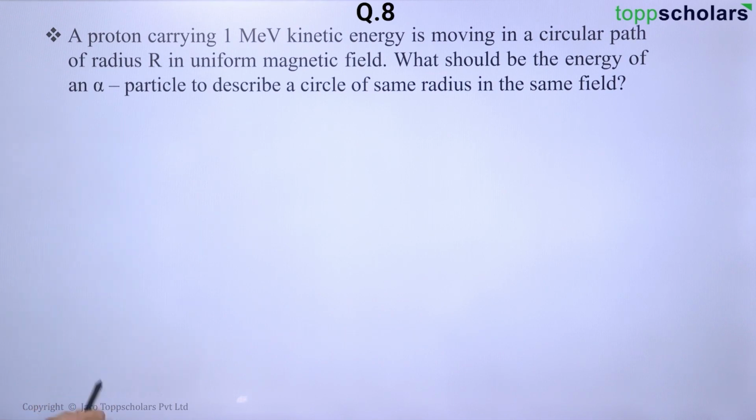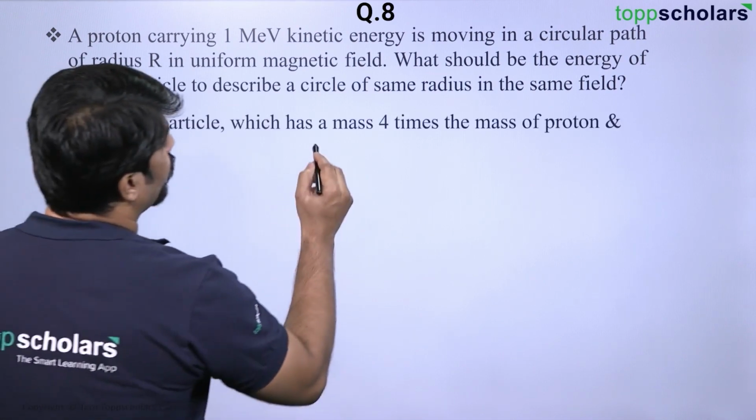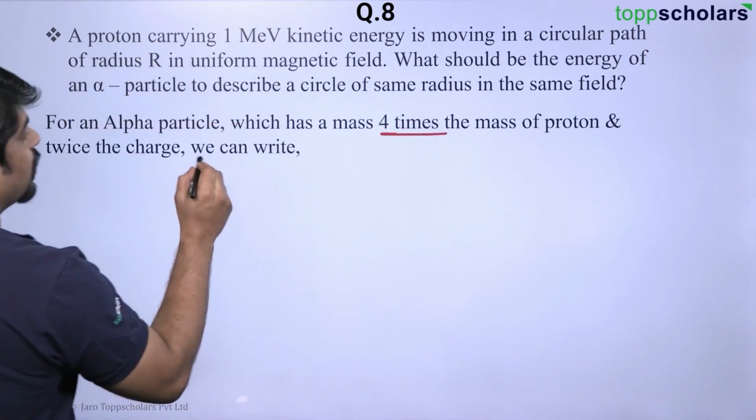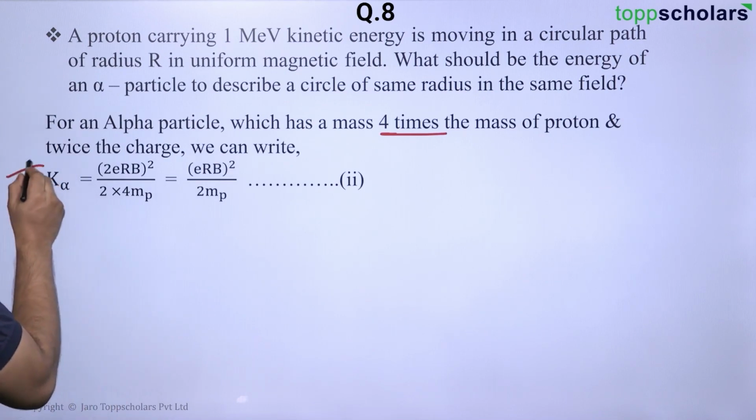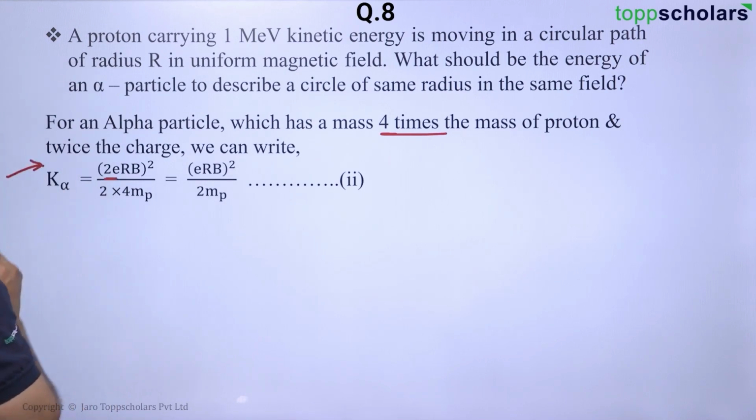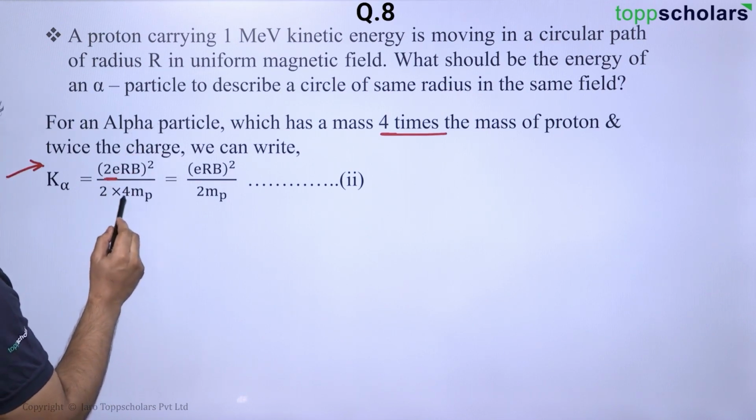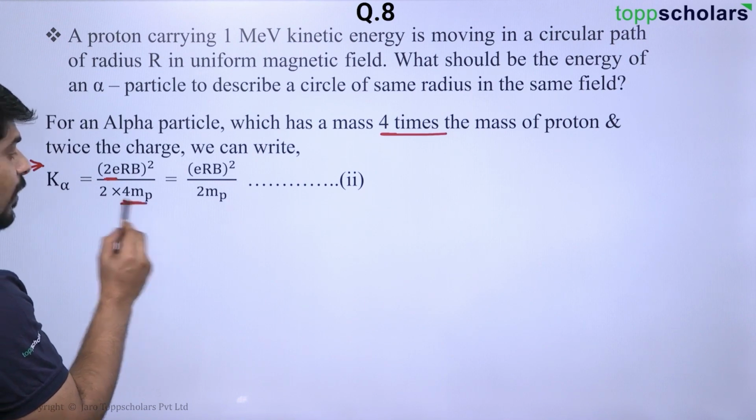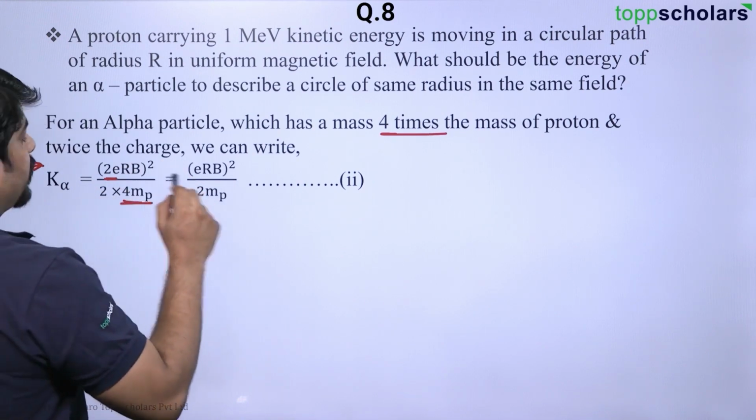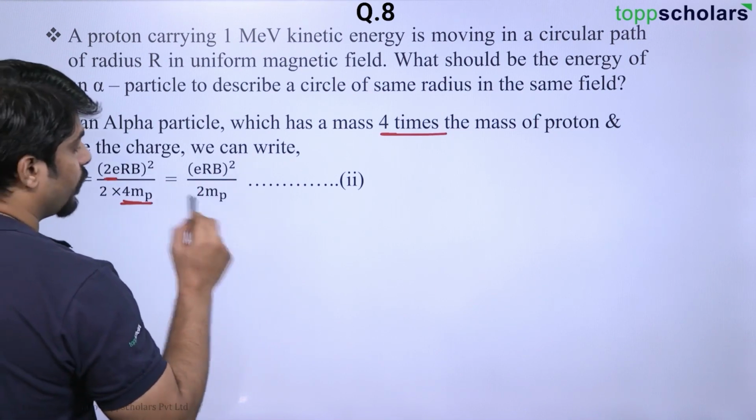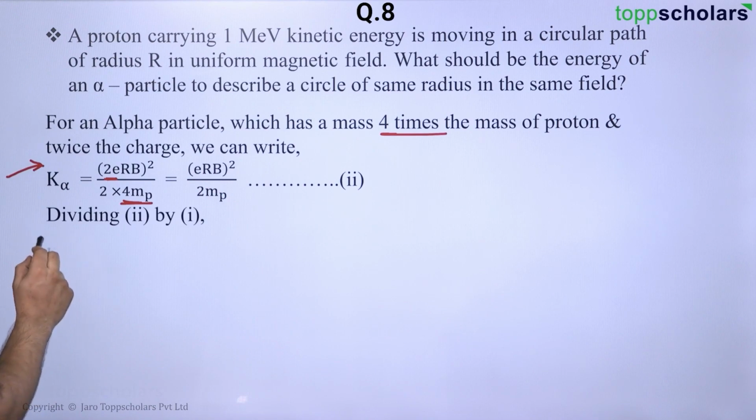Similarly for an alpha particle, which has a mass 4 times the mass of proton and twice the charge, we can write K alpha is equal to (2e RB) whole squared upon 2 into 4mp. Here, instead of just 1e we have put 2e because it has twice the charge, and 4 times mp because it has mass 4 times. After arranging and cancelling a few terms, we get (eRB) whole squared upon 2mp.